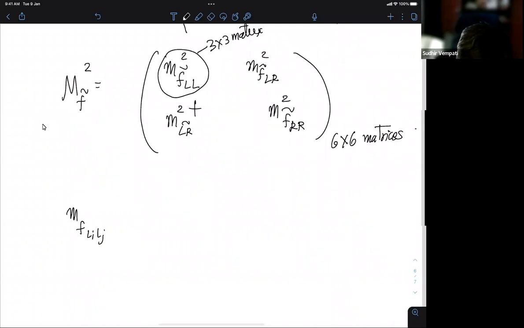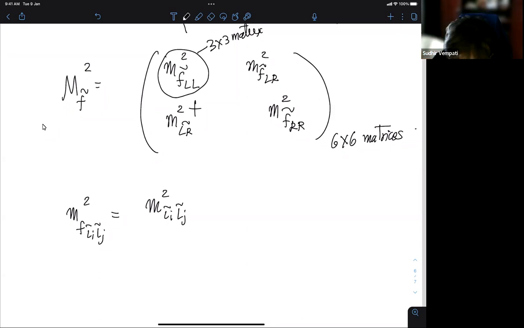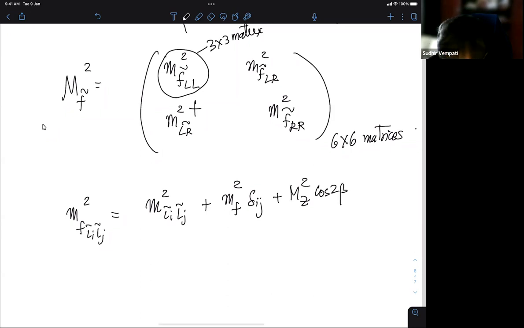So you have M_F_L_i L_j square equal to M square, the soft term, for left-handed L_i, L_j, plus M_f square, the corresponding fermion mass, times delta_ij, plus M_Z square cos 2 beta times T3 plus sin square theta_W Q_EM, the charge of this particle, times this is also contained. Okay, I can just write this entire thing.